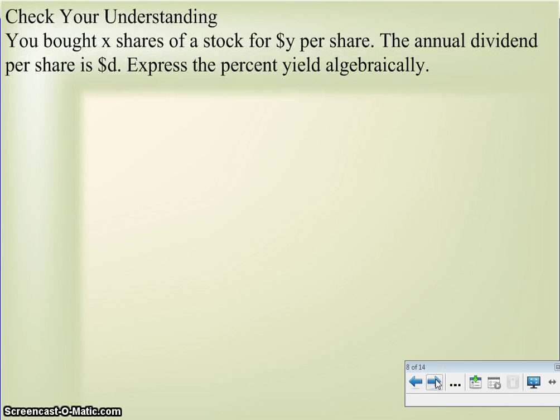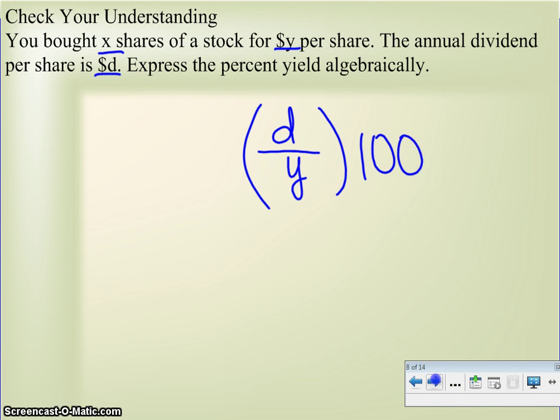Okay, go ahead and press pause. When you're ready, come back. Okay, so here, X shares, don't really need to know the number of shares. Y dollars per share and the annual dividend is D dollars. So remember, it's that annual dividend per share divided by the cost for one share right now, and then to make it a percent, we multiply it by 100.